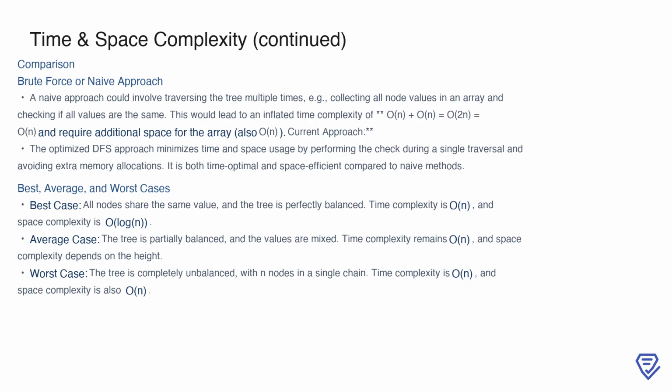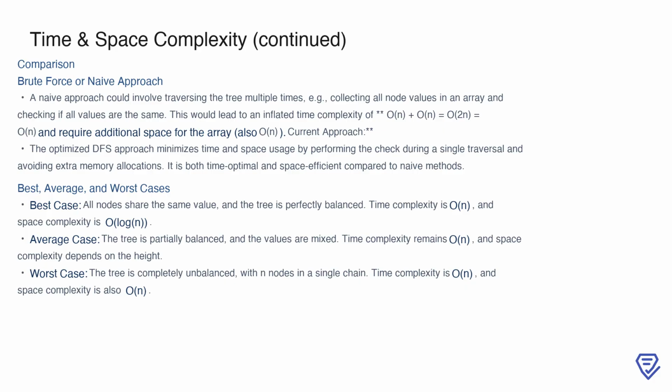When comparing this optimized approach to a brute force method, we can see clear advantages. A naive approach might involve traversing the tree multiple times, for instance, by collecting all node values in an array and then checking whether all values are the same. This would increase the time complexity to O(n) for traversal plus O(n) for the comparison, resulting in O(2n), which simplifies to O(n). Additionally, the array would require O(n) extra space. In contrast, the current DFS approach performs all checks during a single traversal and avoids extra memory allocations, making it both time optimal and space efficient.